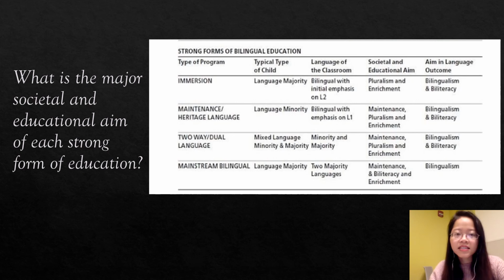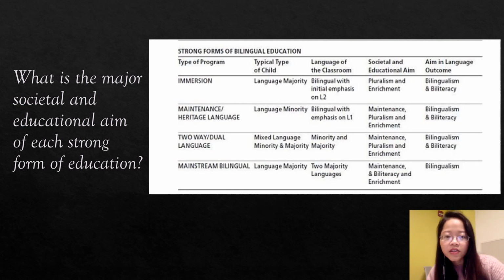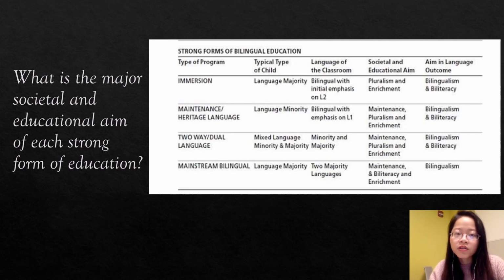So it's not an assimilationist attitude. This model promotes pluralism. Languages other than English are seen as resources and promote academic learning. And because it promotes the development of two languages, the outcome is absolutely additive bilingualism, which is associated with positive cognitive benefit.